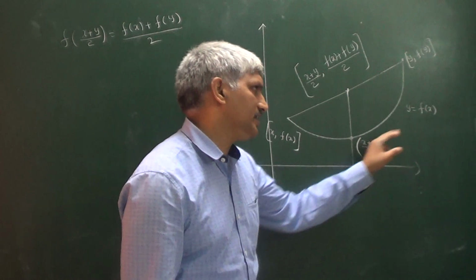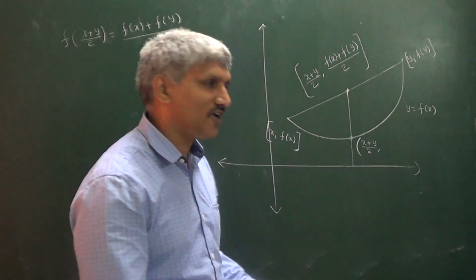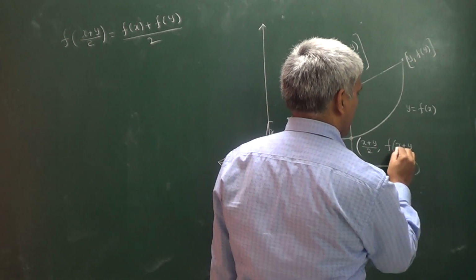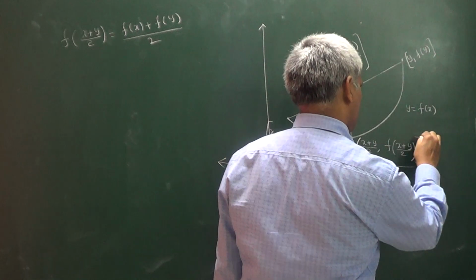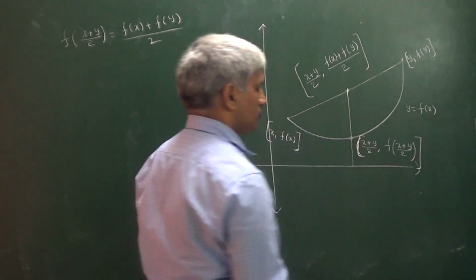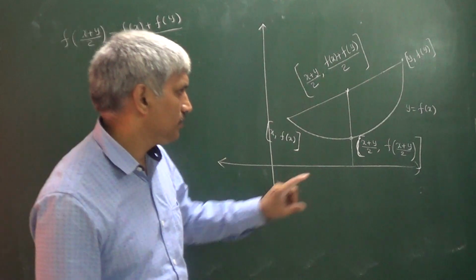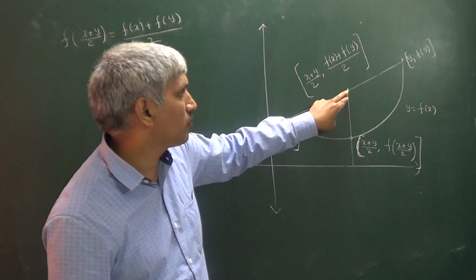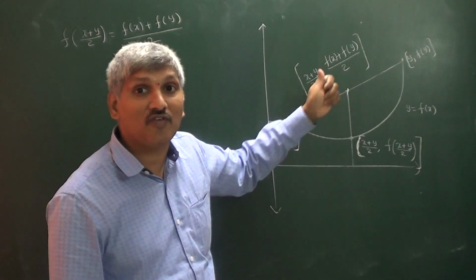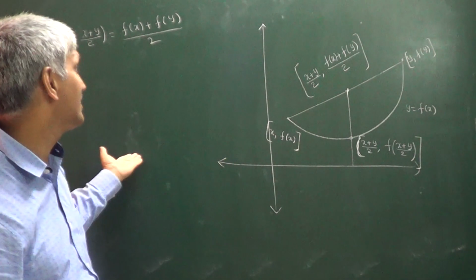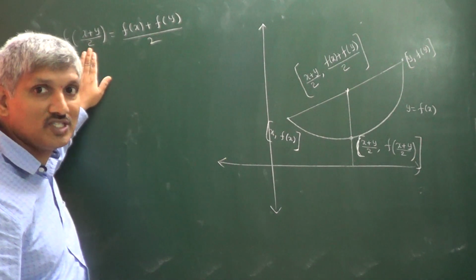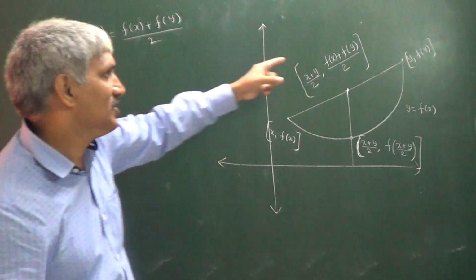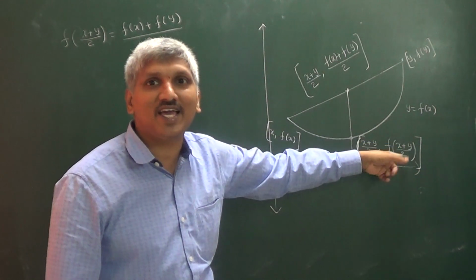The x coordinate is (x+y)/2, so what about the y coordinate? The y coordinate is f((x+y)/2). So that is the information we have. Here the y coordinate is f((x+y)/2). Here the y coordinate is (f(x)+f(y))/2. But the information is saying that f((x+y)/2) is equal to (f(x)+f(y))/2. That means these two y coordinates are the same.